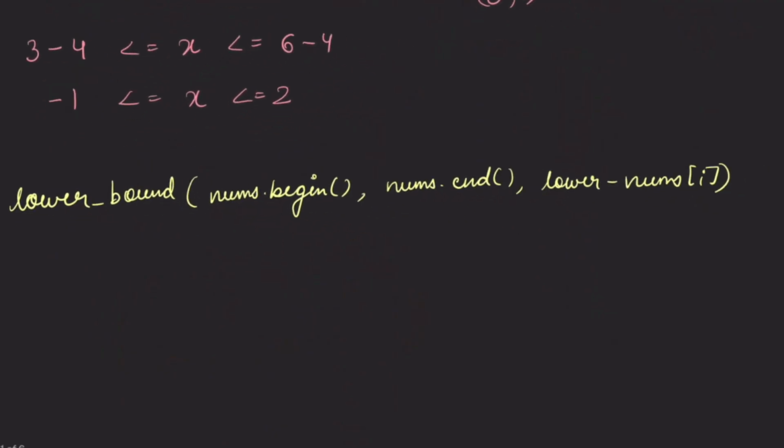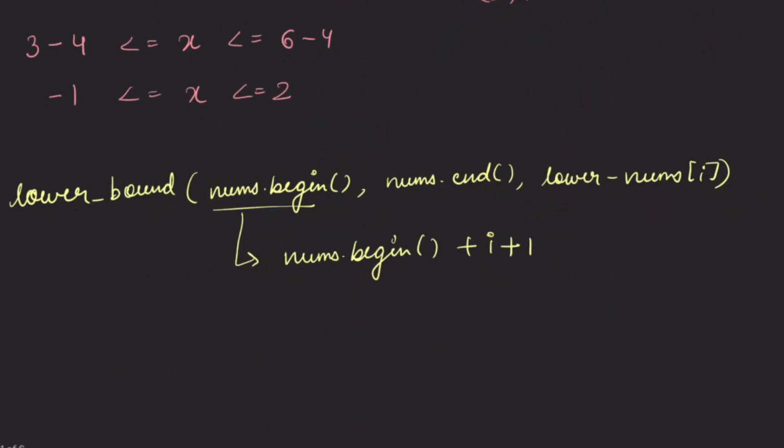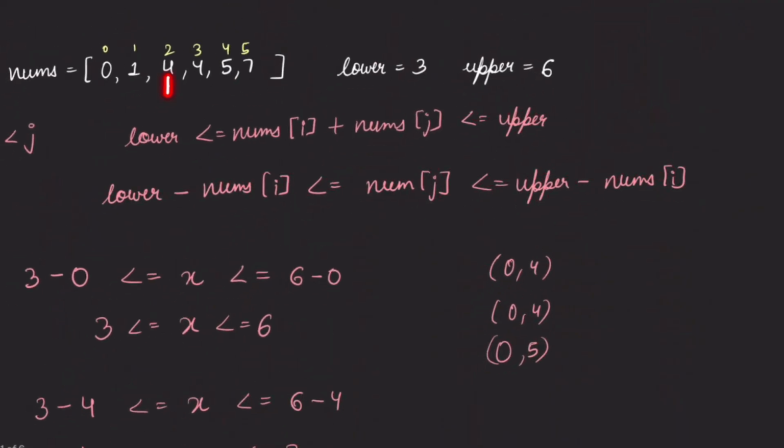And a similar thing we do for upper bound also. So this function is upper bound, this is nums dot begin, nums dot end, and this will be upper minus nums of I, right? Now the only thing that you need to do is that instead of nums dot begin, we will write nums dot begin plus I plus 1, right? So that whenever we are at the index I, we consider from the index I plus 1 for finding the lower bound. Same thing we are going to do for the upper bound. With that, we will be able to check for this 4 only this much part of the array. We do not have to check the entire array. So that's how we are going to solve this problem.